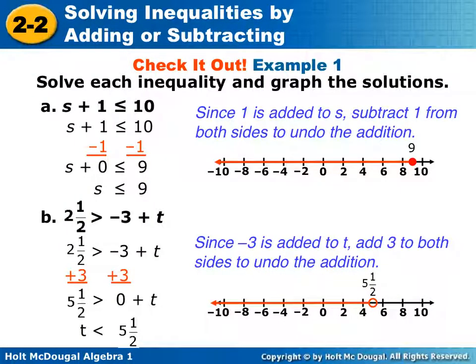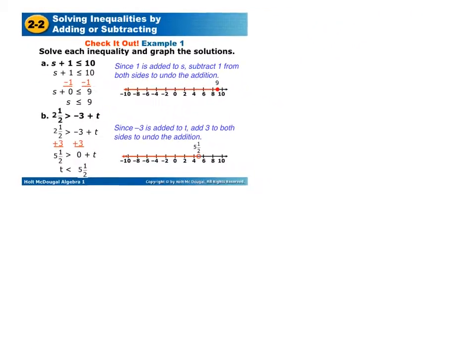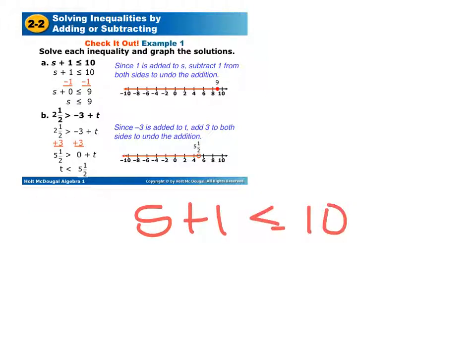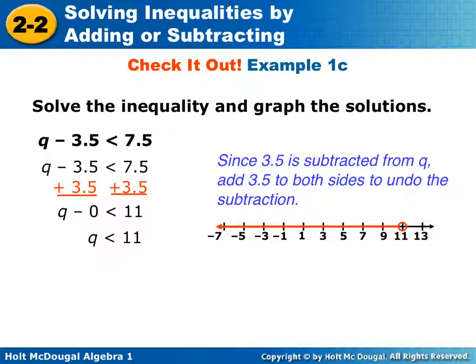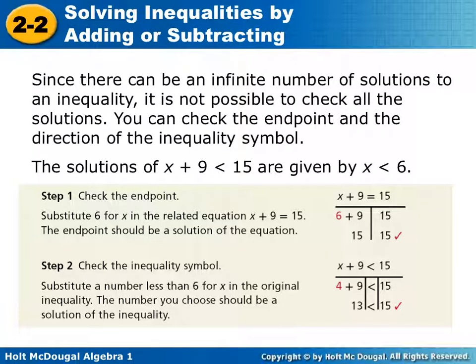Let's skip that. Let's try this one. S plus 1, that's an S, is less than or equal to 10. What do I need to do to get S by itself? Good. I need to move the 1 away from the S, and then I get S is less than or equal to 9. When I graph it, opened or closed? Closed. Closed circle. Go on left or right? Left. Good. So it'd be on the 9 going to the left. Perfect. All right. Let's get into a word problem.